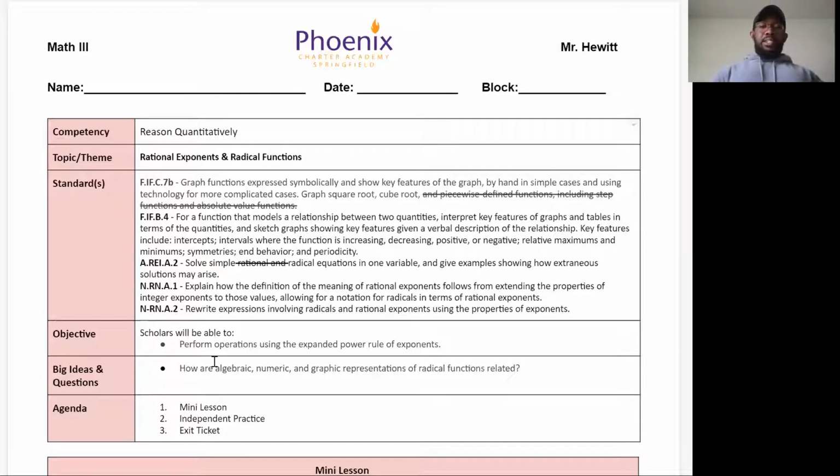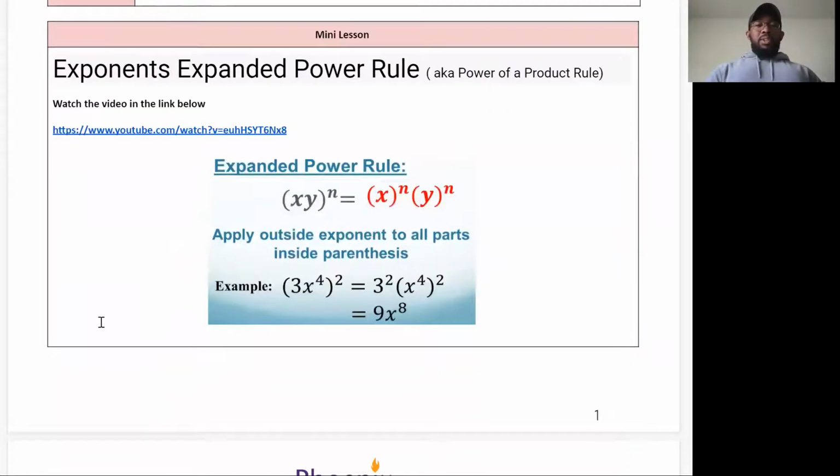Great. Before we go into the examples, I'd like you to pause this video right now and watch the video in the link below. Great. So how was that? All right, let's look at a few examples. We have two examples here. We'll start with the top one.